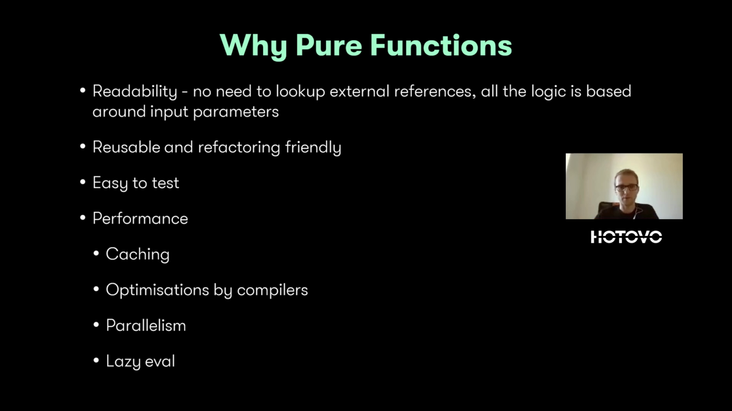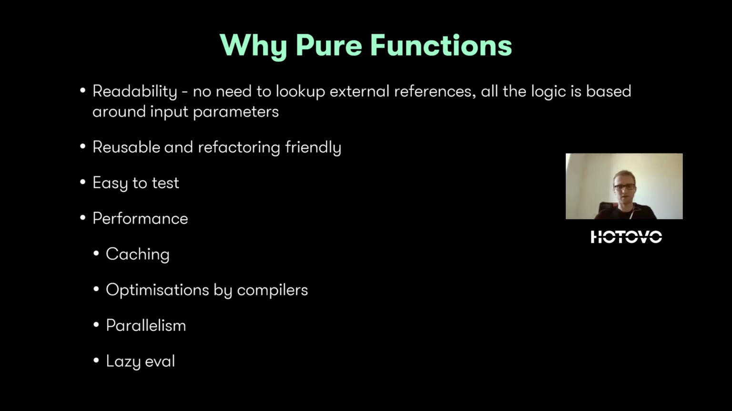They can be optimized by the compiler. They are easily parallelized. Again, if the function doesn't access external state or mutate external state, it means that even if there are two functions running, we don't have to synchronize the access.